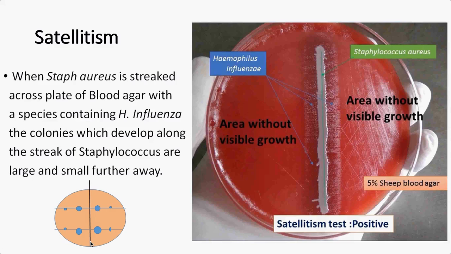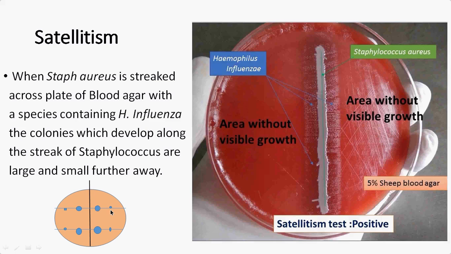There is a factor V which is released from Staph aureus. The factor V is released along this black line. In that area the factor V is abundant, while as you go away from this central line the factor V is scanty. So the colonies of H. influenzae drawn perpendicular will grow bigger or larger in size because more nutrients are available in that area.